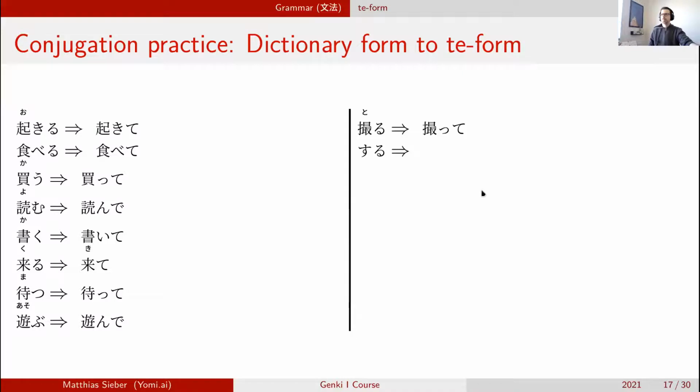Jameson, suru. Sute. Yeah, exception. Suru is an irregular verb. So this one is shite. Yeah, shite. Very good. Katya-san, isogu, to hurry. Isoite. Yeah, isoide. Very good.